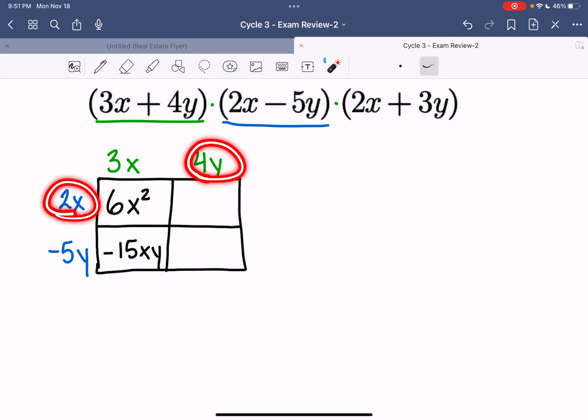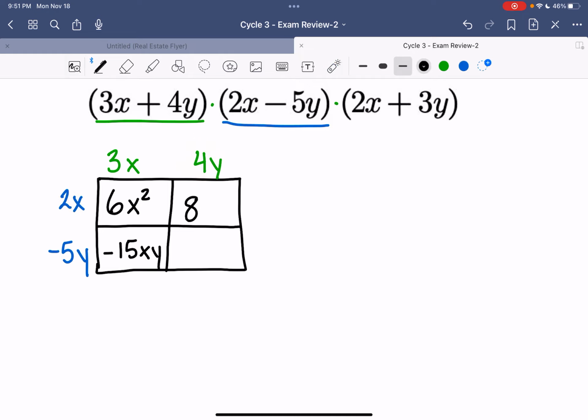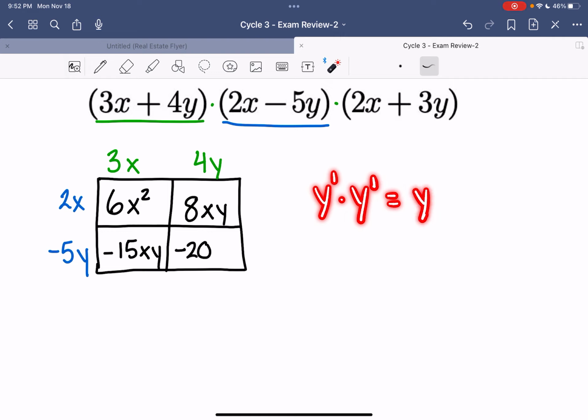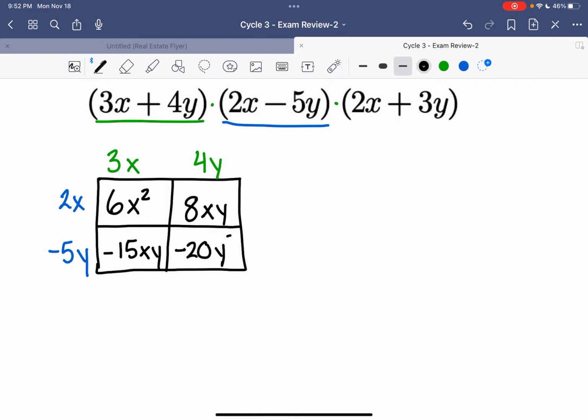2x and 4y. Multiplying those coefficients, right? We have 2 times 4 will give me 8. X times y will give me xy. Negative 5 and 4 will give me negative 20. And then y times y, add those exponents, y squared.